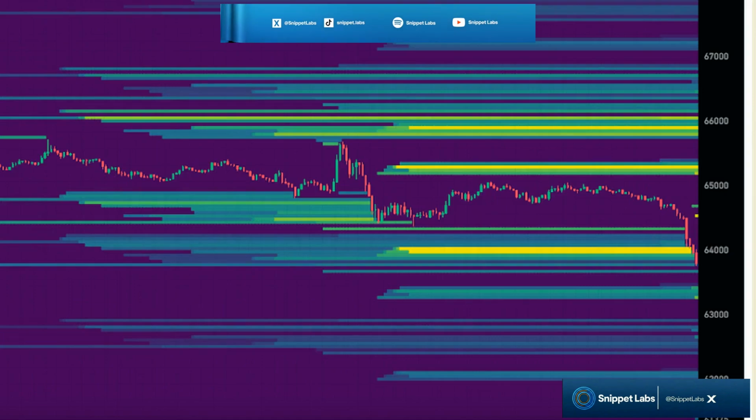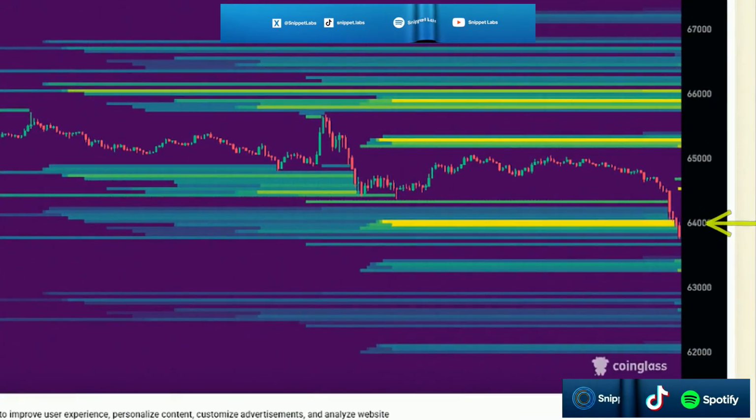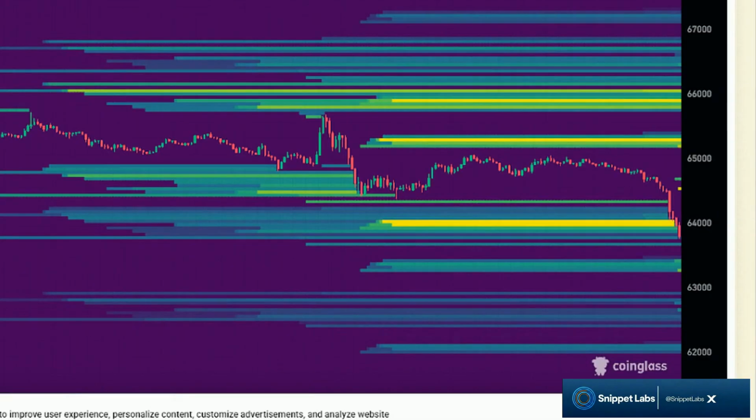This liquidation heat map displays Bitcoin's price action on July 27th, detailing a violent plunge toward the 63,500 region. Look closely at the angle of descent. A drop this steep is driven by extreme velocity, triggered by forced liquidations within exchange matching engines.